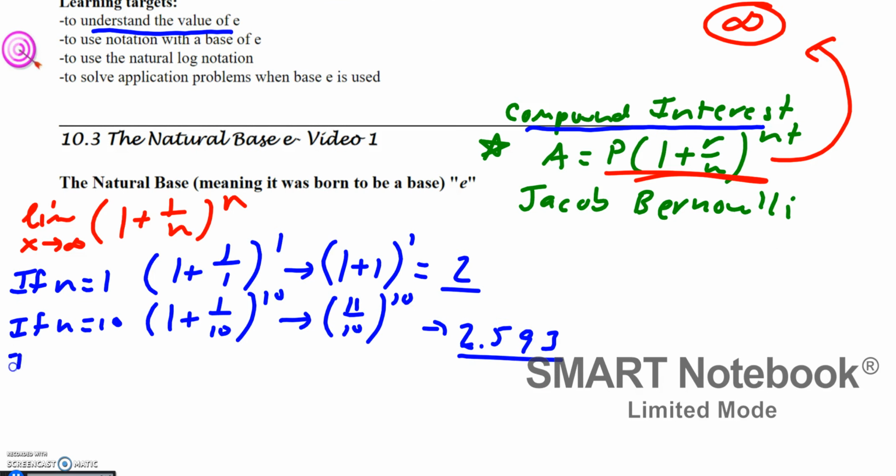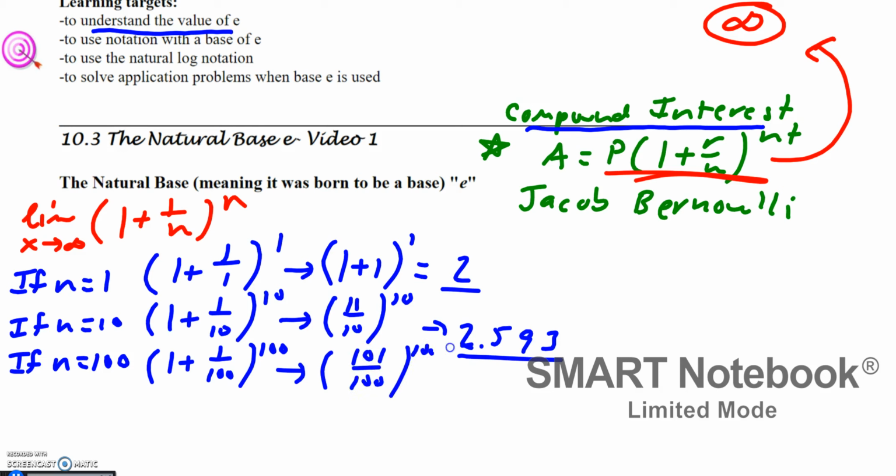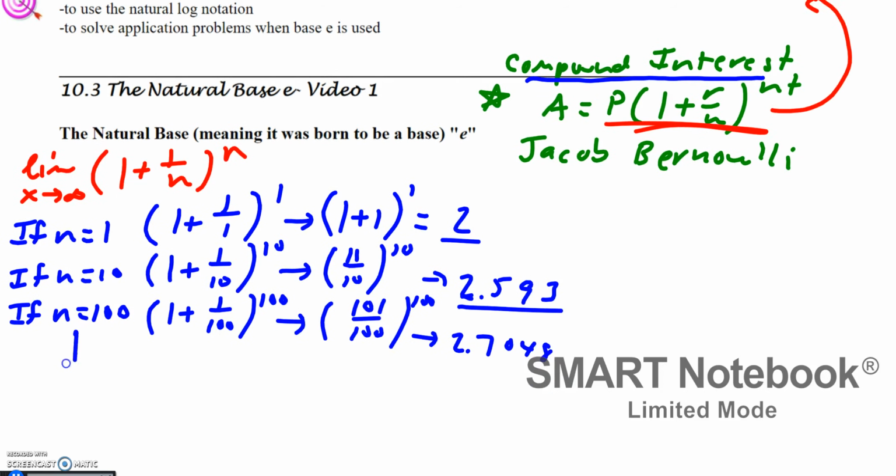To continue getting closer to infinity, Jacob then said, let me plug in n equals 100. That'd be 1 plus 1 over 100 to the 100th power, which, with a common denominator, would really be 101 over 100 to the 100th power, which, if you plug that into the calculator, ended up being 2.7048. And he continued this and noticed a pattern.